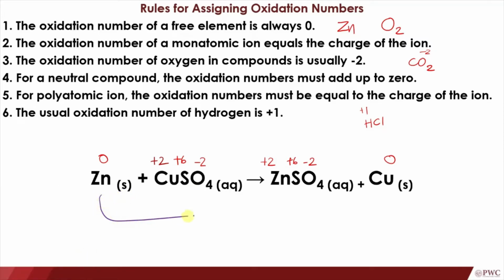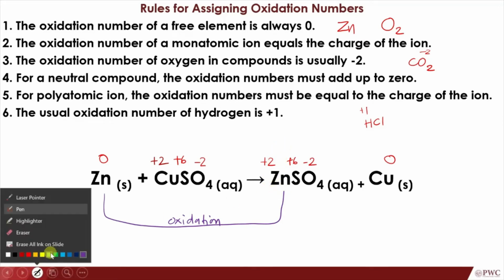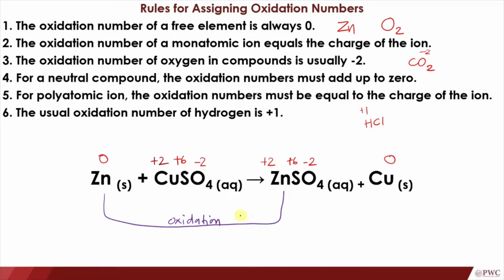Let's start with zinc. From zinc to zinc, from 0 to +2, there is an increase in the oxidation number. So this one is an oxidation reaction. This one has been oxidized. It's oxidation. So from 0 to +2, it becomes positive. That's because it has lost electrons. Again, a particle will become positive when it loses electrons. It will become negative if it gains electrons, because again, electrons are negative. In this case, it becomes positive because it has lost electrons, 2 electrons in this case.